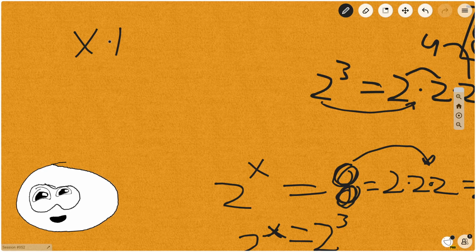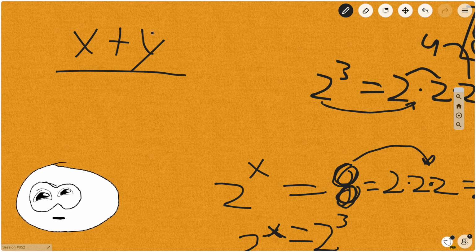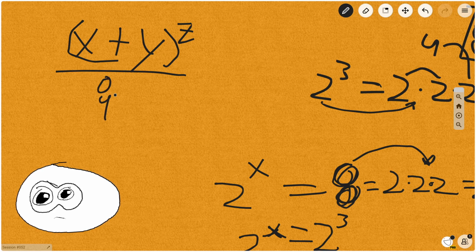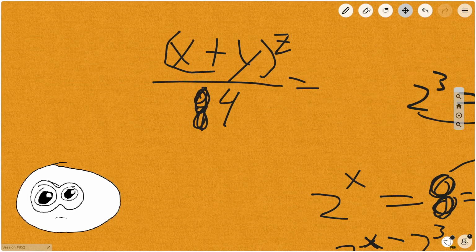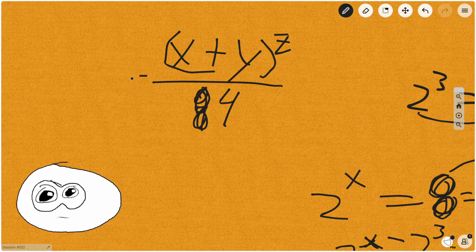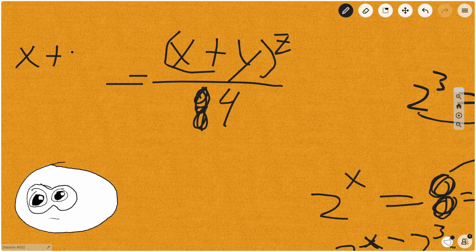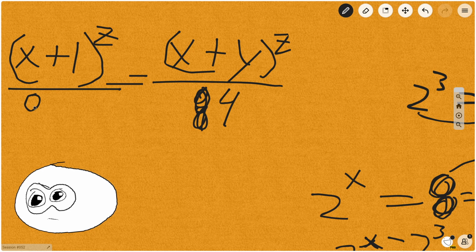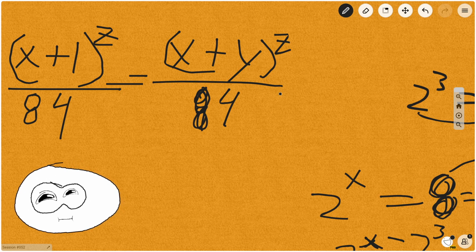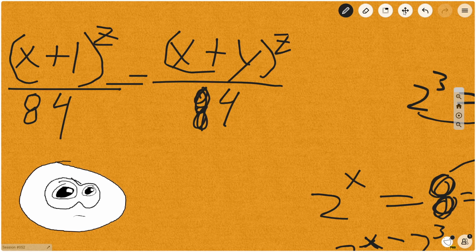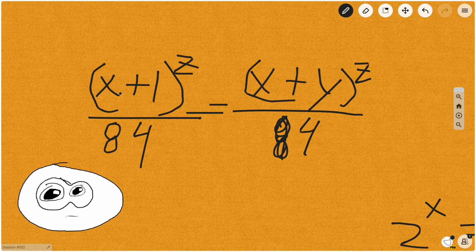Let's say x plus y to the power of z divided by 84, well, that's not 84, equals x plus 1 to the power of z equals 84, right? Maybe you have some kind of weird, funky equation like that, and you could, of course, go through each step to cancel these things out.